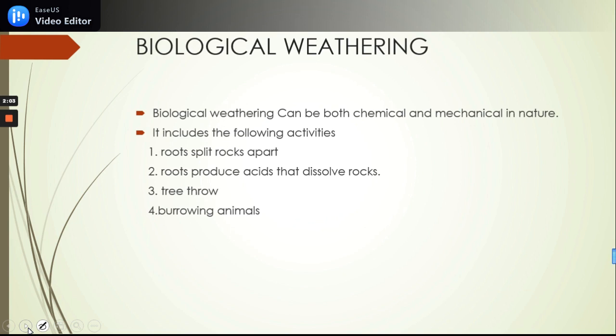Let's now look at what we call biological weathering. Biological weathering can be both chemical and mechanical in nature. It includes the following activities. One is roots splitting rocks apart. Roots produce acids that dissolve rocks. There are also burrowing animals, like moles.